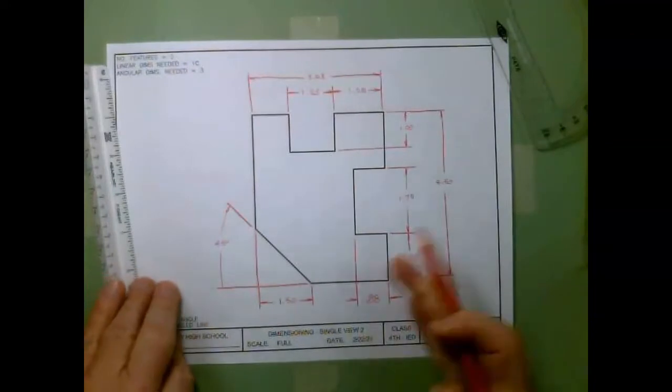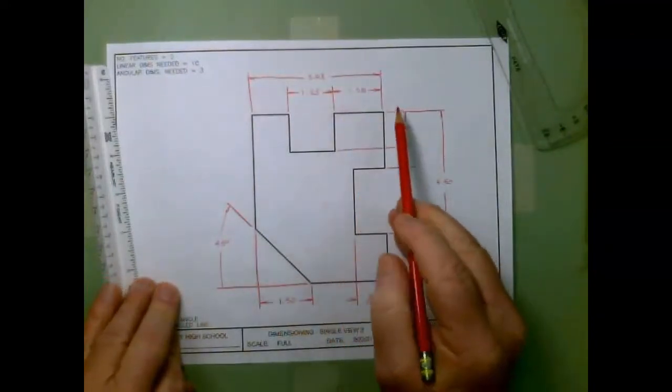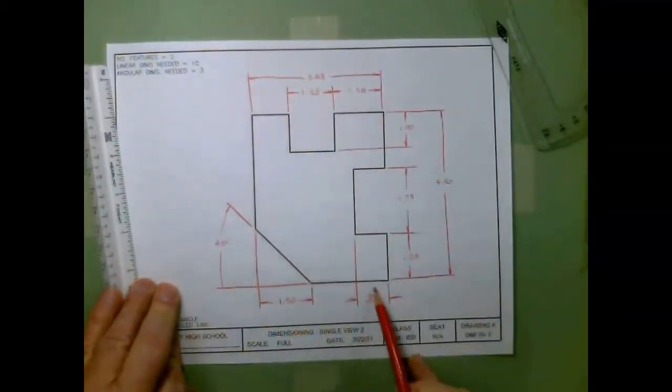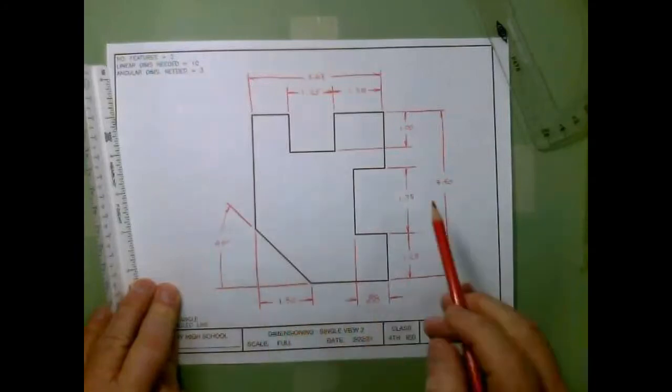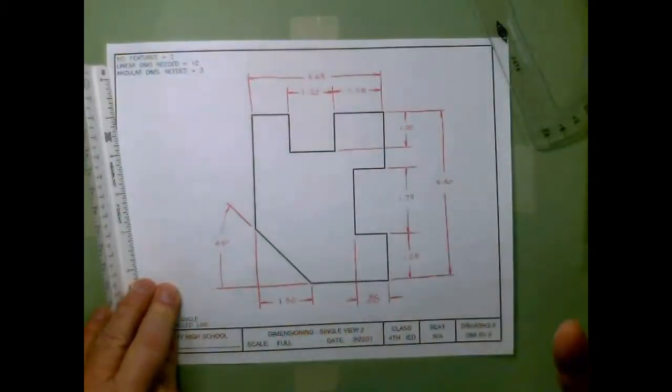So one more time. Located left to right, located top to bottom, size. Located left to right, located top to bottom, size. Located left to right, at an angle. That's all size and everything included. And then overall height and width, I'm good to go.